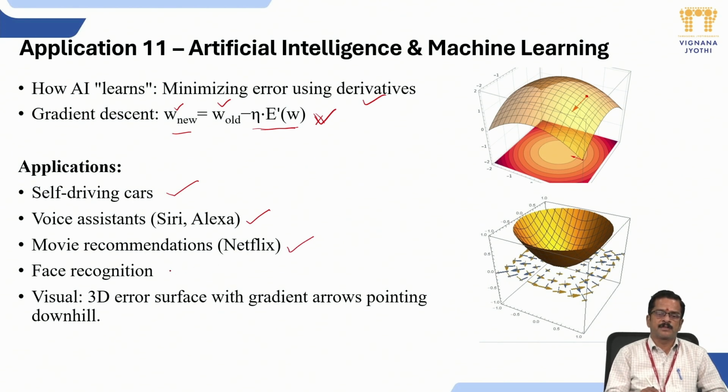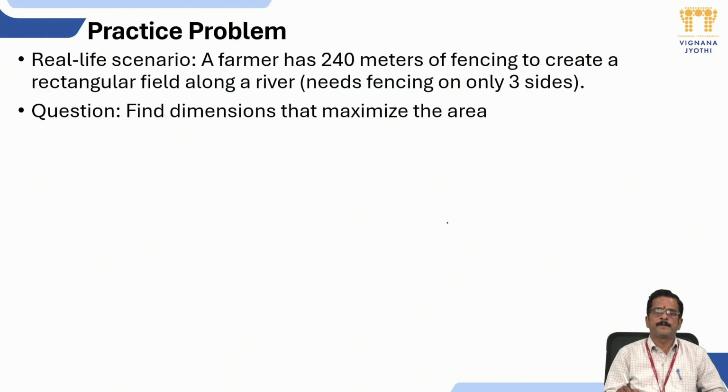Face recognition, and a 3D surface with gradient arrows pointing downhill. These 3D images I provided here show arrows pointing downhill, where the slopes are, where it is decreasing, and where the peak is. That will be evaluated using the concepts of derivatives.